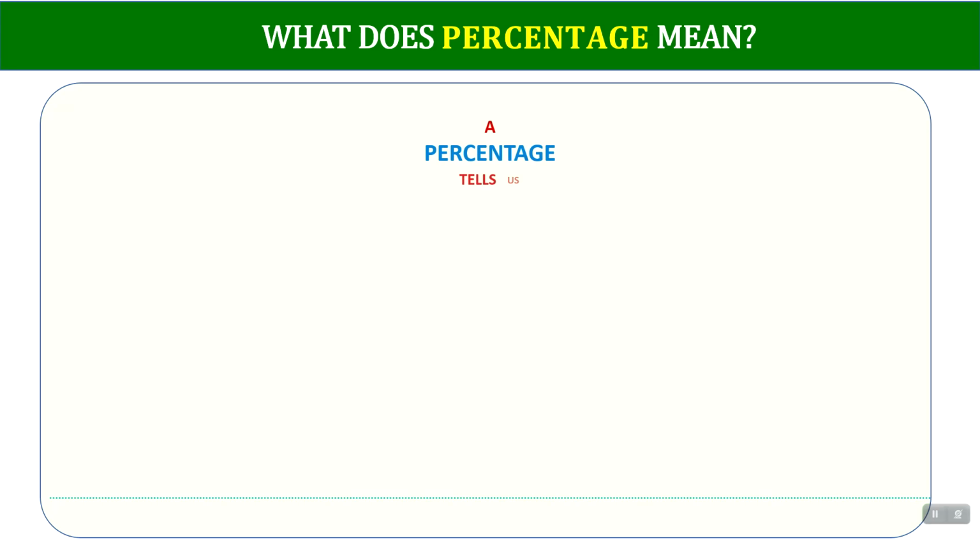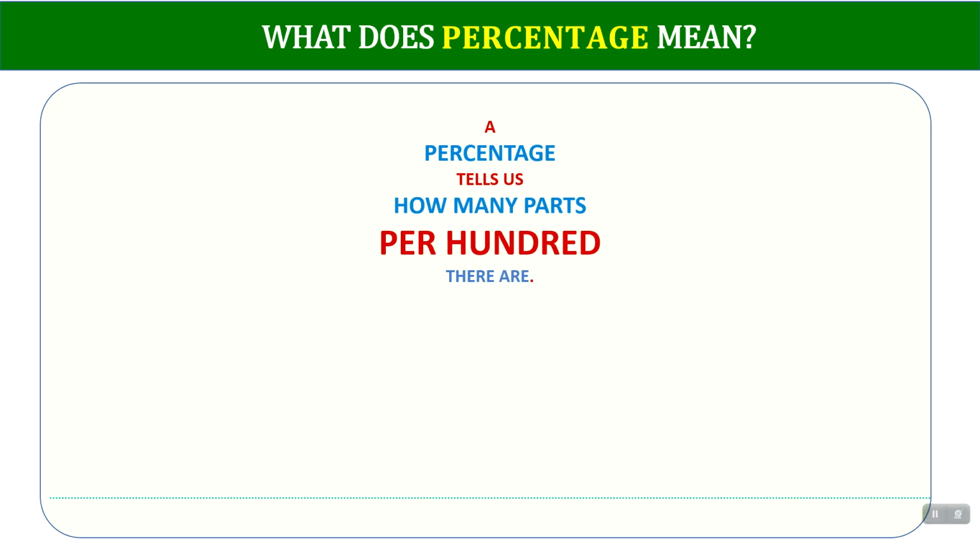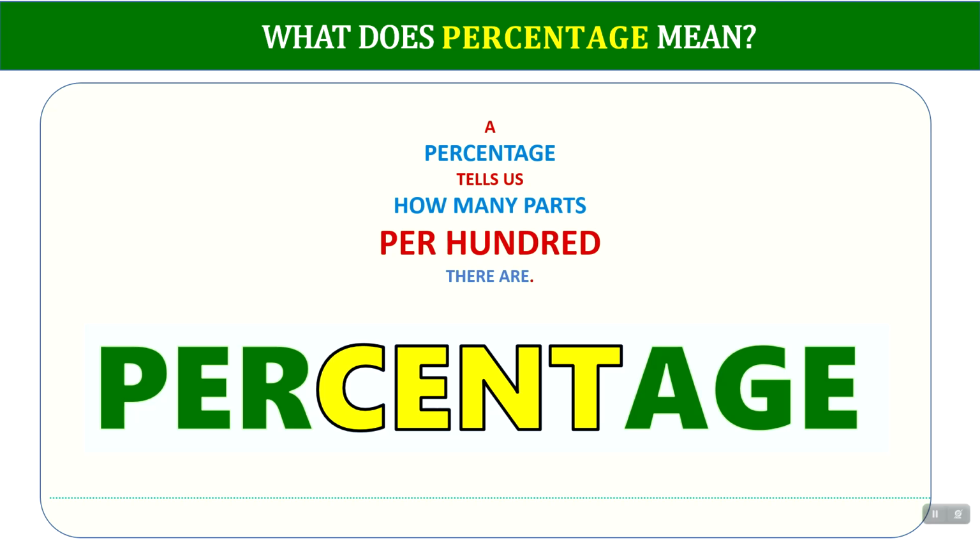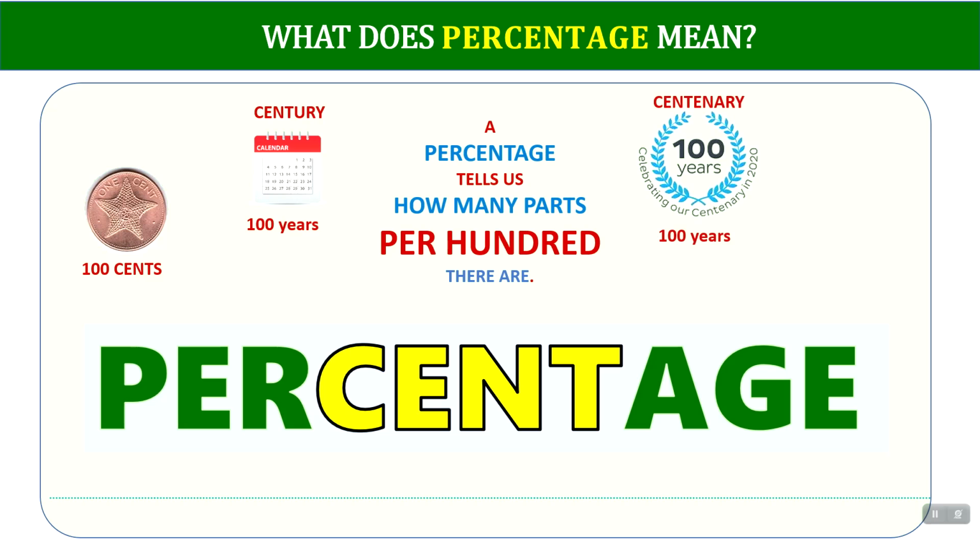A percentage tells us how many parts per 100 there are. That's all a percentage tells us. And if you look at the word percentage, the word cent is in the middle, which helps us to remember that percentage is about the number 100. We know there are 100 cents in a dollar. We know there are 100 years in a century. We know that every 100 years we celebrate what is called a centenary. And again, 100 centimeters are in a meter. So the word cent helps us to remember 100.